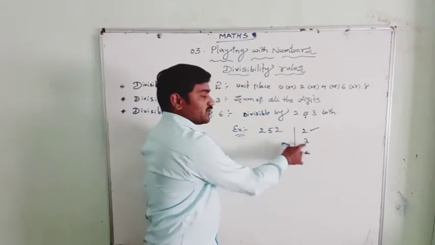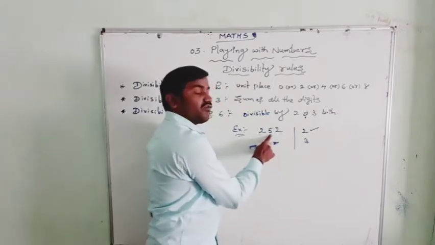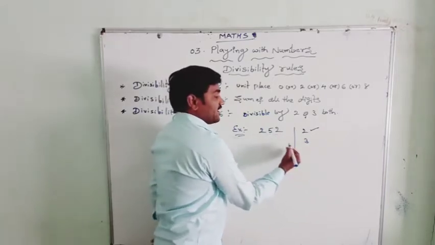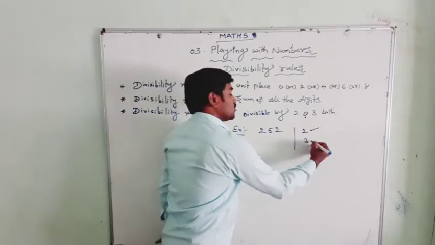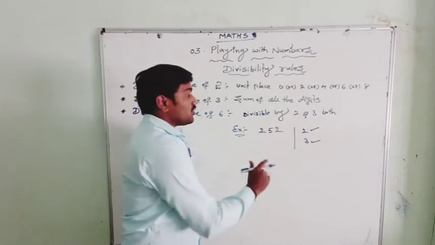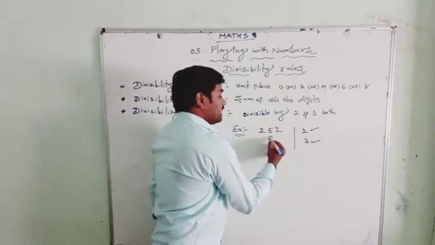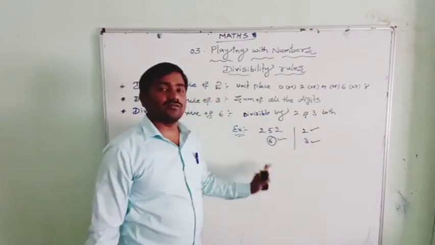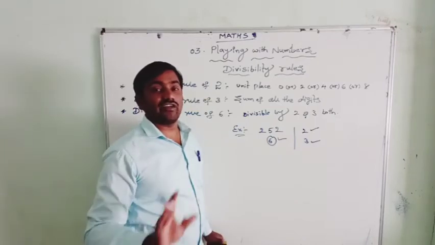And is this number divisible by 3? Let us check. 2 plus 5 is 7, 7 plus 2 is 9. Yes, 9 is divisible by 3. So this number is divisible by 2 and 3 both. So this number is also divisible by 6, exactly, without leaving a remainder.